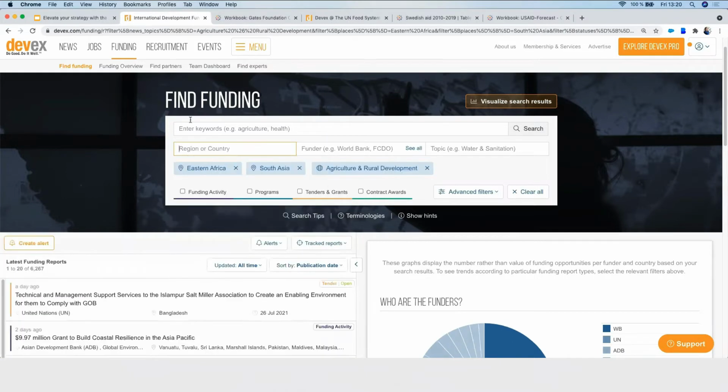You can either enter entire regions, or you can also enter specific countries. So within Eastern Africa, we could also select Tanzania. We'll start regionally first, though.